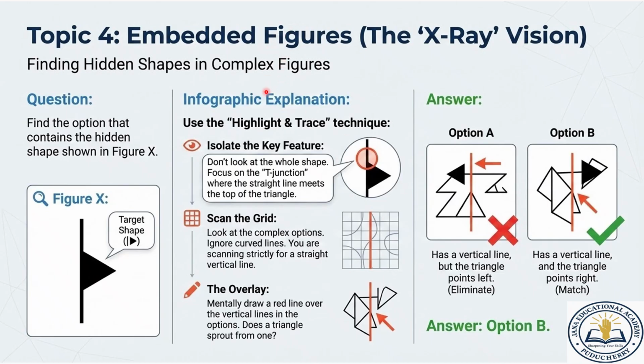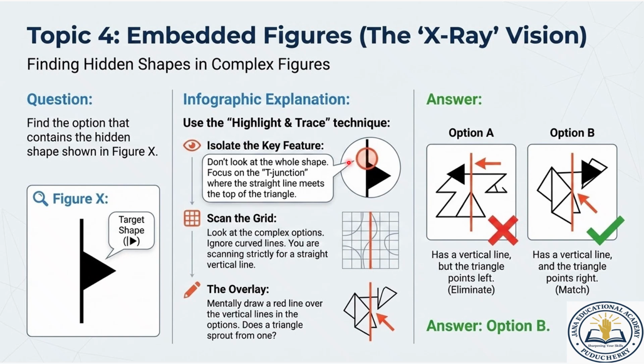In the embedded figure, the questions are always complex. Find the option that contains the hidden shape shown in figure X. See, this is figure X. It is like a vertical line and then a triangle-like shape. So our ultimate aim is to target the triangle shape. Don't look at the whole shape. Focus at the T junction, where the straight line meets the top of the triangle. We have to focus on this part only in the picture. Leave the rest of the picture.